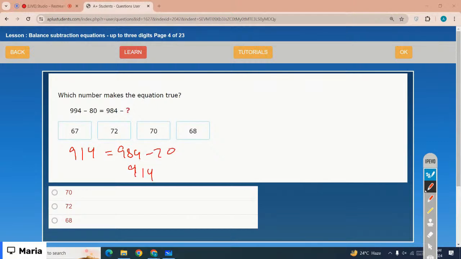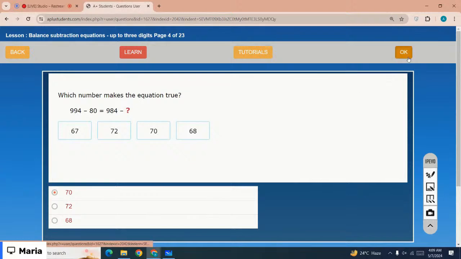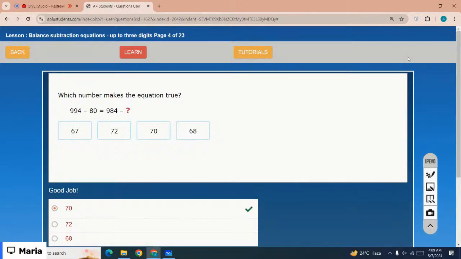Yes, the correct option is 70. Very good. Right? The correct option is 70. Very good. That means only one of you is the one who is using notebook and pencil, right?